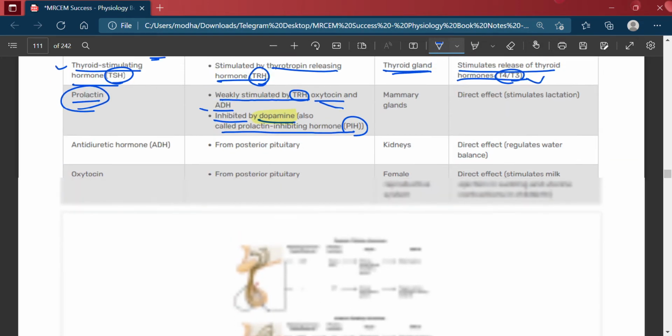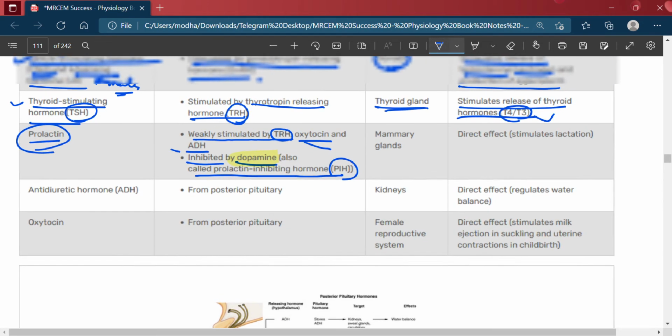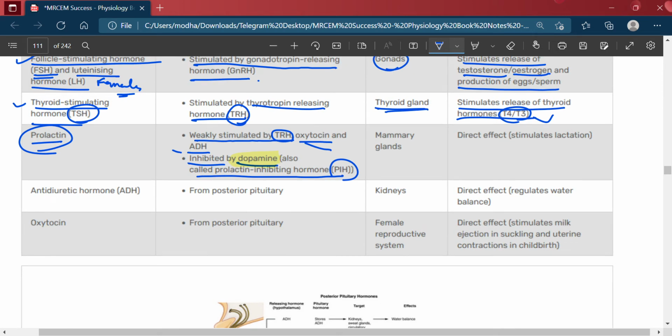Okay, so for prolactin, the target organ is the mammary gland. The direct effect is that it stimulates lactation, to feed the baby. That is the effect of the prolactin on the mammary gland.